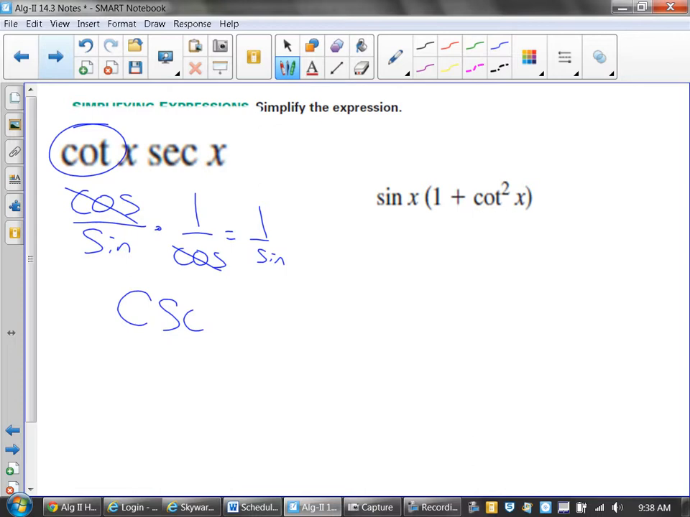So when I see sine times 1 plus cotangent squared, what can I rewrite 1 plus cotangent squared as? Cosecant squared. I can rewrite it as cosecant squared. Or what else could I do? What does this mean when you have something out in front of the parentheses? You could distribute. Let me show you two ways of doing this.